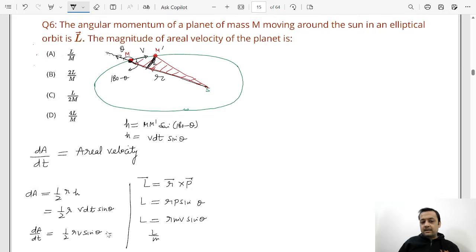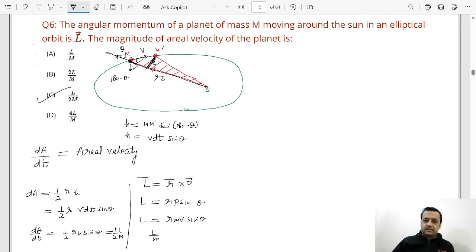So that means r v sine theta is L by m. And you can see that the half is already present. So this becomes L by m, so L by 2m becomes the areal velocity. Okay, L by 2m is the areal velocity. I hope you have understood.